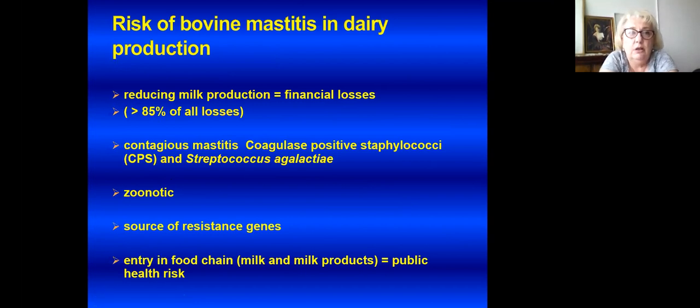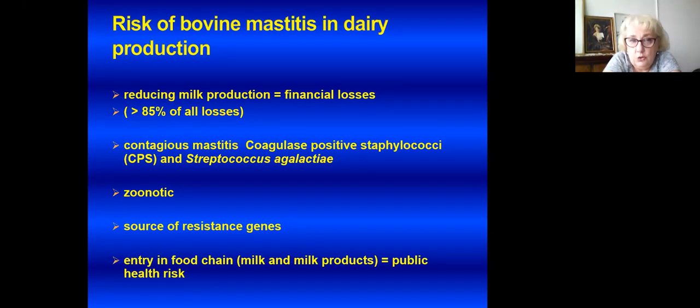What is the risk of bovine mastitis in dairy production? In the first place is reducing milk production. It leads to financial losses, and more than 85% of all losses are due to reduced milk production.